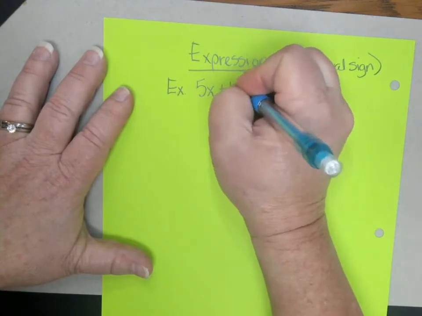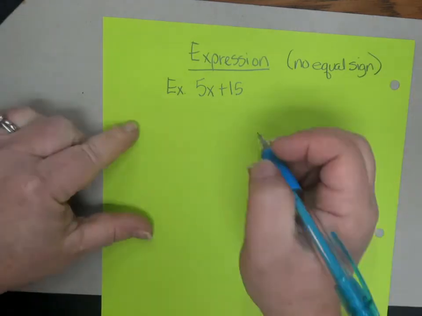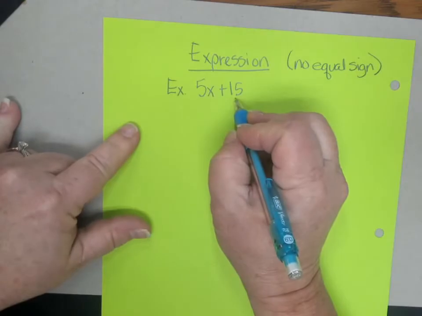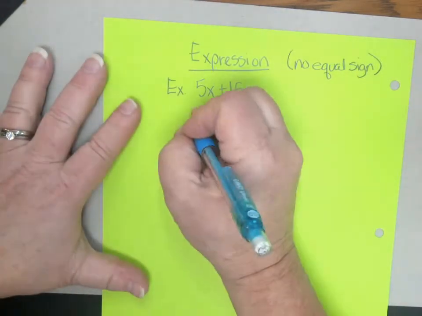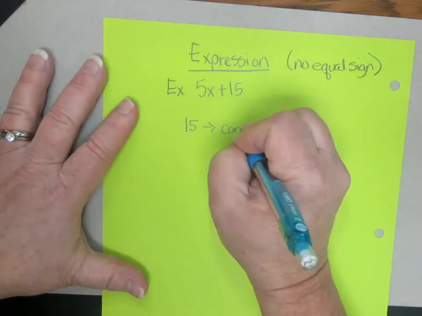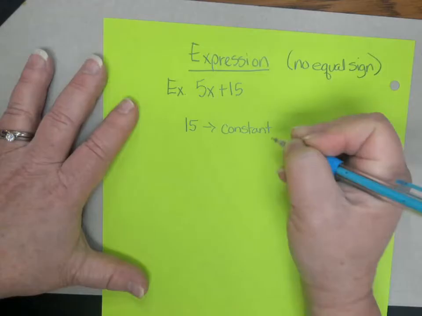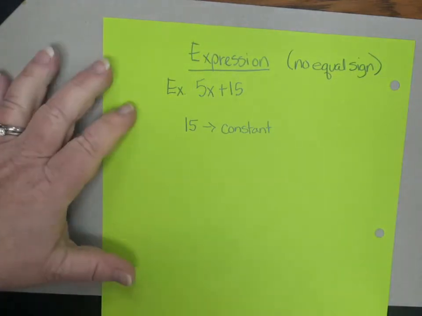5x plus 15. And we are going to define the different terms in this expression. Let's look at the 15. Do you know what the mathematical name is, not 15? 15 represents something called a constant. In other words, it doesn't change. It is 15, it's a number, it's staying constant.